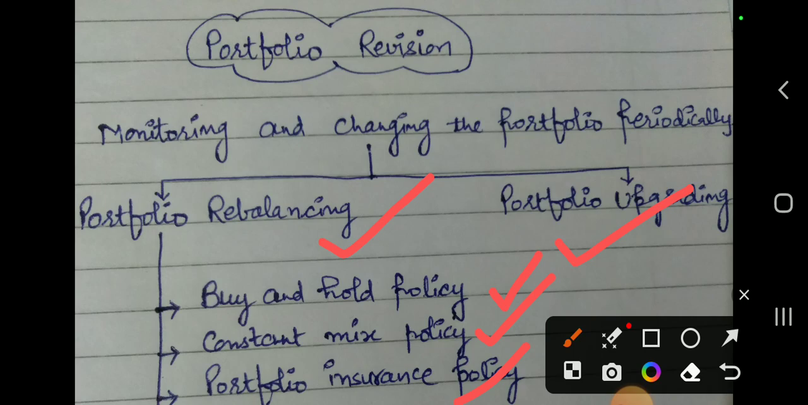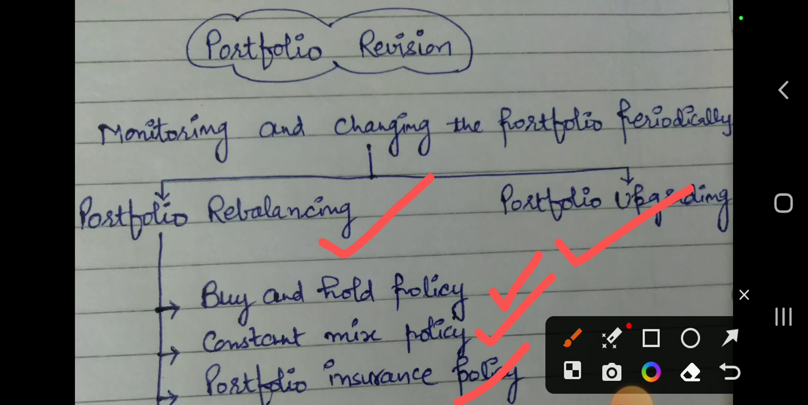Whereas the constant mix policy requires maintaining the proportions of stocks and bonds in line with their target value. For example, if the desired mix of stock and bonds is 50-50, it requires rebalancing the portfolio when the relative values of the components change, so that the target proportions are maintained.